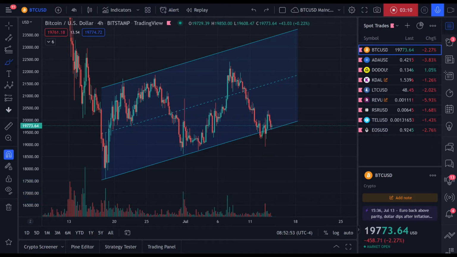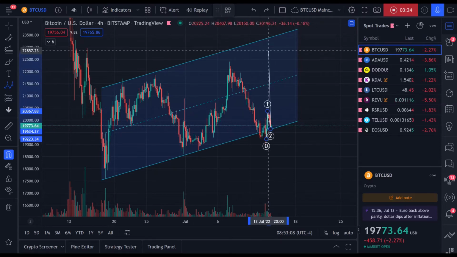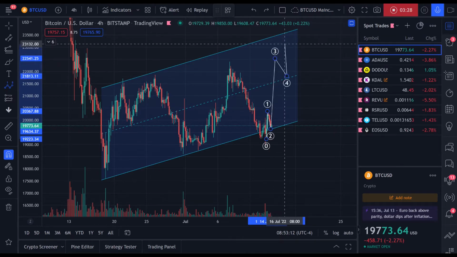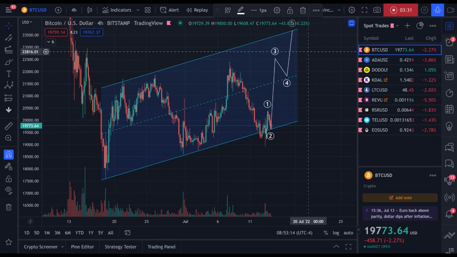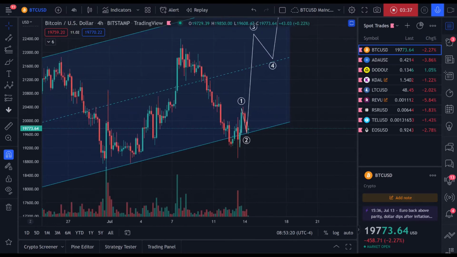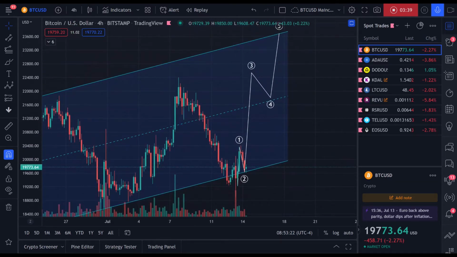And what I think comes after is our impulse, okay? This is maybe wrong, but this is what I'm seeing. I think that this is wave 1, wave 2. I expect wave 3 to come up here, then wave 4, then wave 5 at the top of this channel, something like that, okay?